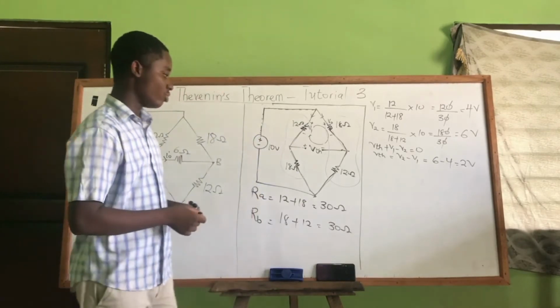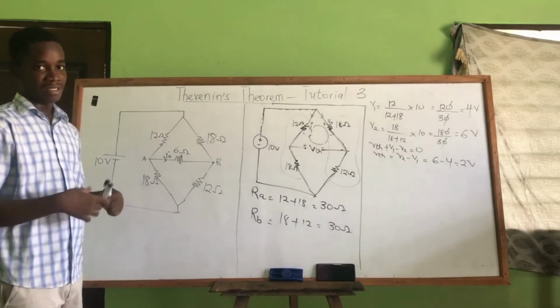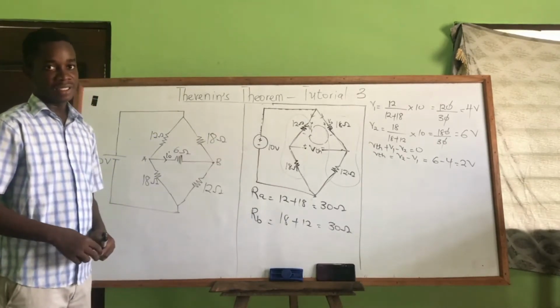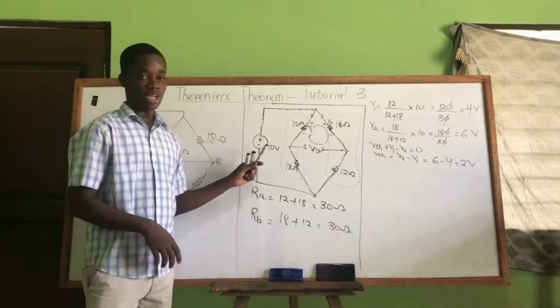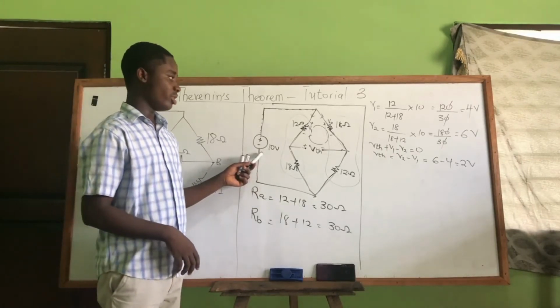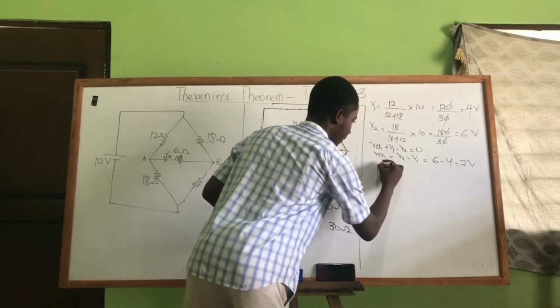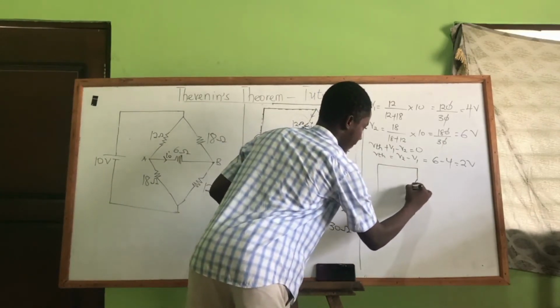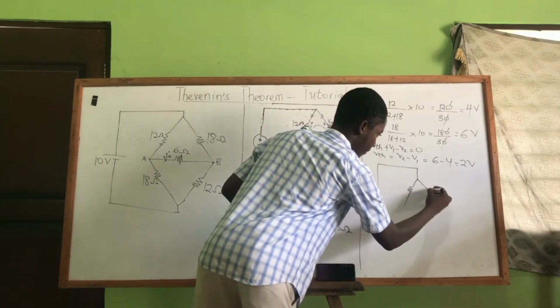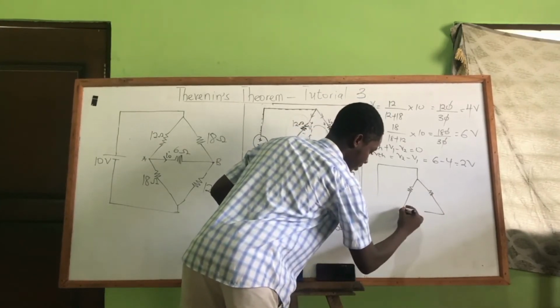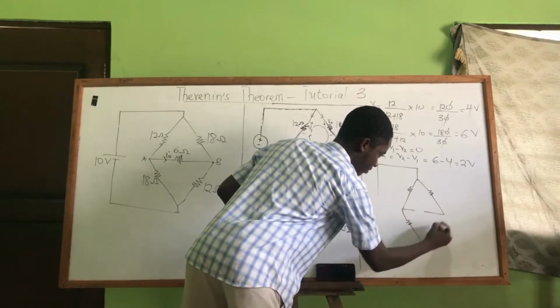The next thing to do is to calculate RTH, at the same portion where we did the VTH. So calculating RTH, we have to turn off the source as we've been doing. So I'll deactivate this one and my circuit looks like this. I have this portion here.